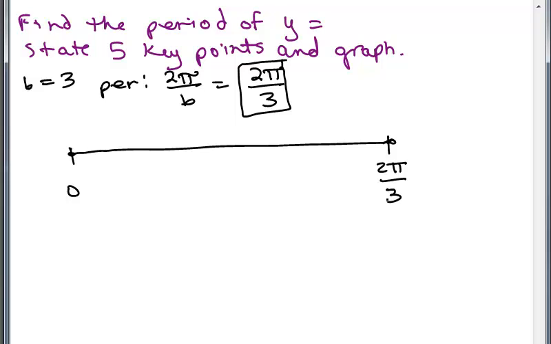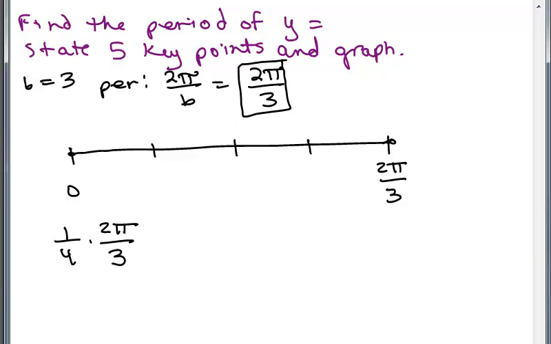You need to have 5 key points. That's the first key point and the last key point. So I need the one right in between here, right in between here. So there's a couple ways of doing this. This is the way I think is the easiest. If you get a fourth of the way there, and then another fourth of the way, and then another fourth of the way, and then to the end, you've got your key points. Since you're starting at 0, a fourth of the way to there is simply a fourth of 2 pi over 3.